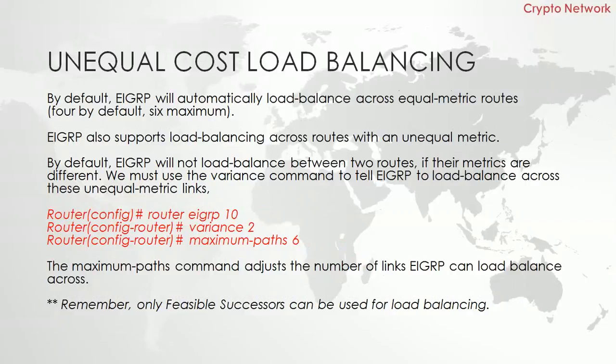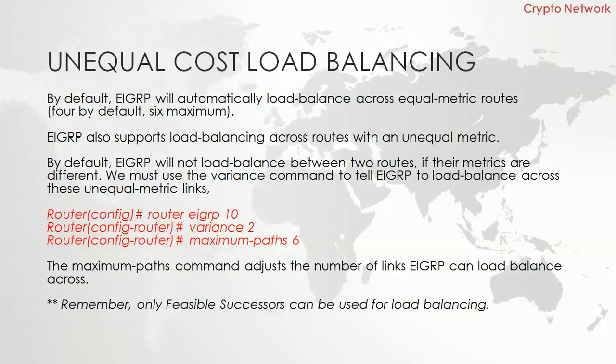All right. So EIGRP unequal cost load balancing. EIGRP can also balance traffic across multiple routes that have different metrics, and this is called unequal cost load balancing. The degree to which EIGRP performs load balancing is controlled by the variance multiplier router configuration command. So the multiplier is a variance value between 1 and 128 used for load balancing. The default is 1, which means equal cost load balancing.